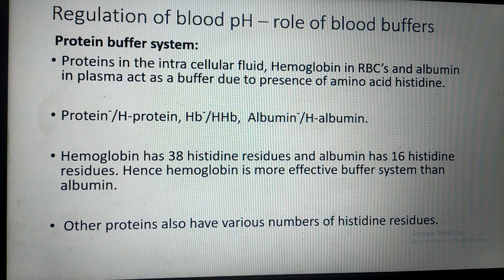Protein minus is the base and H protein is the acid; Hb minus is the base and HHb is the acid; albumin minus is the base and H albumin is the acid. Hemoglobin has 38 histidine residues and albumin has 16 histidine amino acid residues. Hence hemoglobin has more histidine, so hemoglobin is a more effective buffer system as compared to albumin.